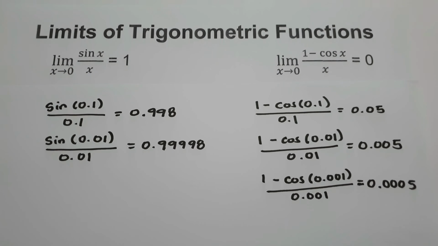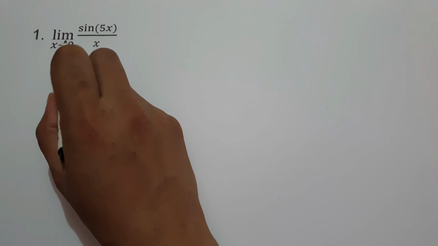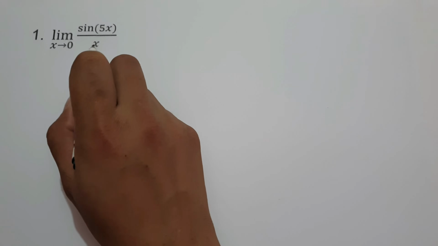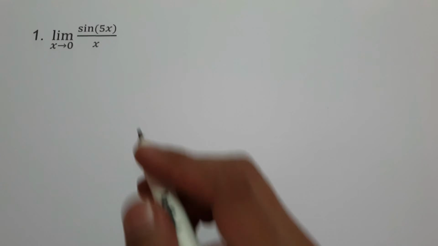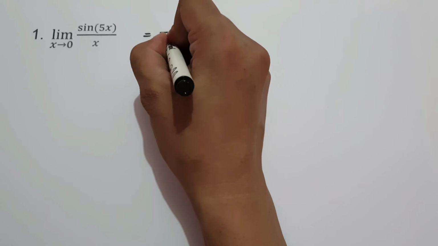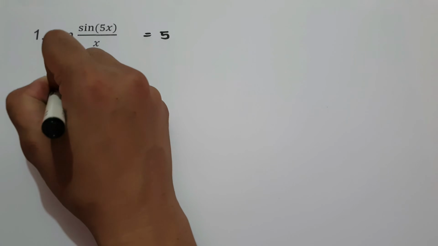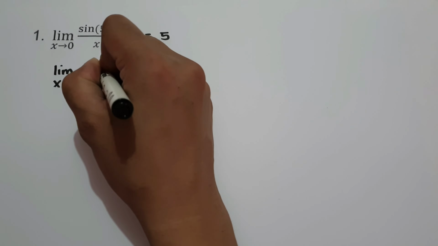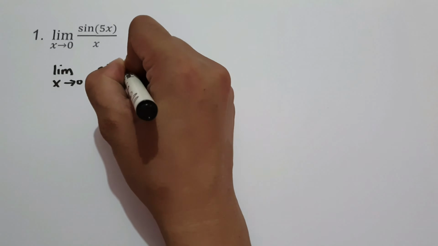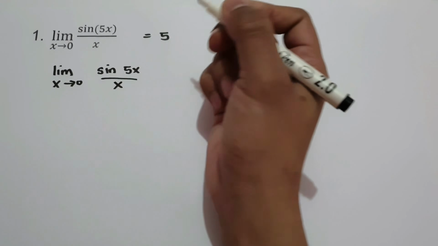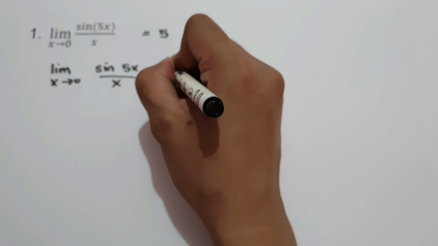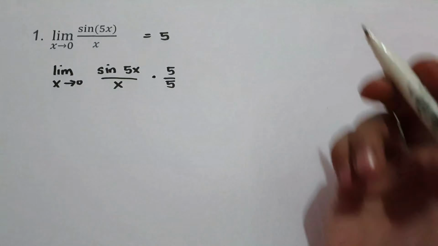So let's start and let's have an example. On the first example, we have the limit of sine 5x over x as x approaches 0. If you are going to simplify this one, we are going to have 5. But how can we find the solution of this expression? So if we have the limit as x approaches 0 of sine 5x over x, let us multiply this by 5 over 5.